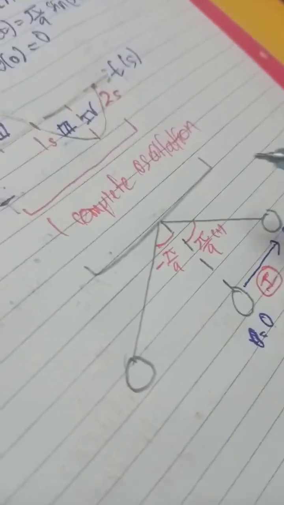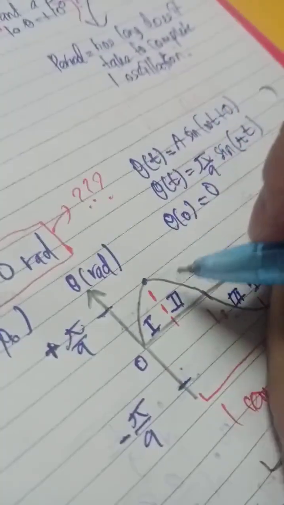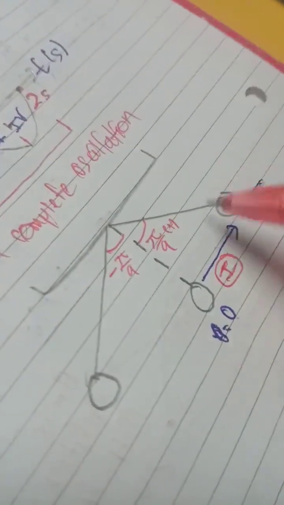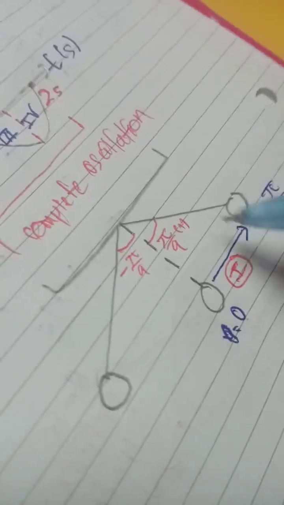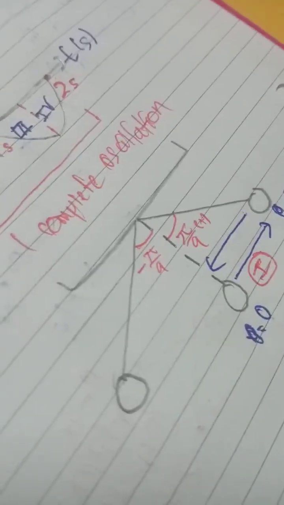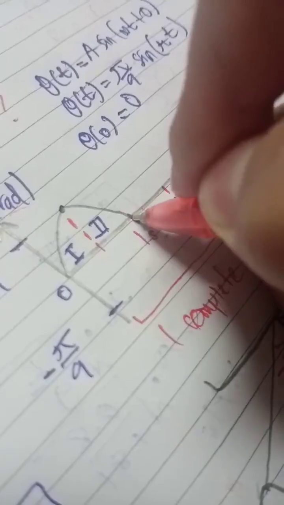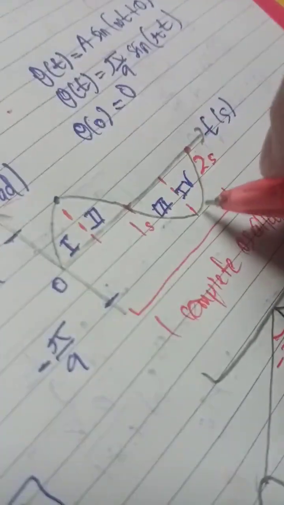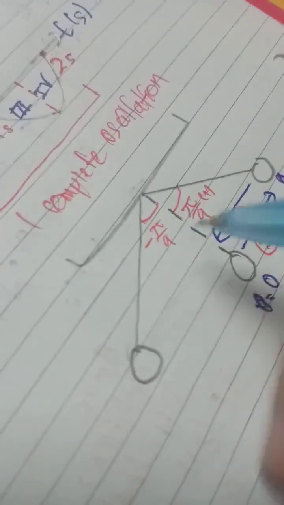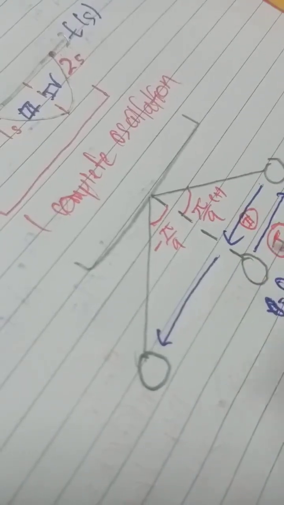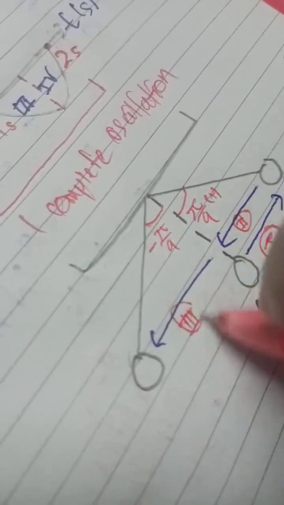Then after that it moves in the second tier from the top to the bottom. That means that it comes back to the equilibrium position, which is right here. This is the second tier. Then from here we move on to the third tier, from the bottom to the maximum displacement in the opposite direction. So this is the third tier.